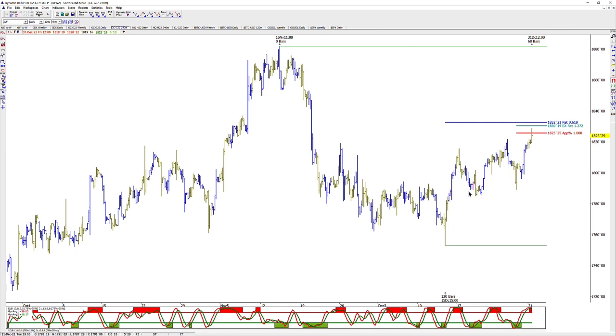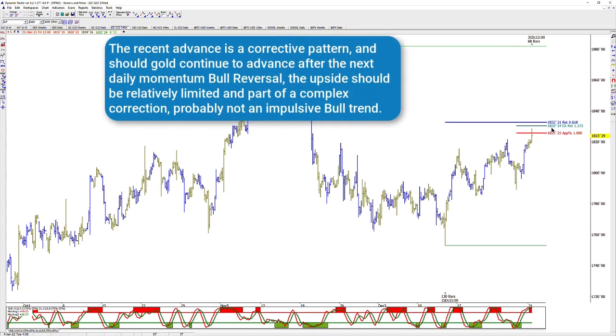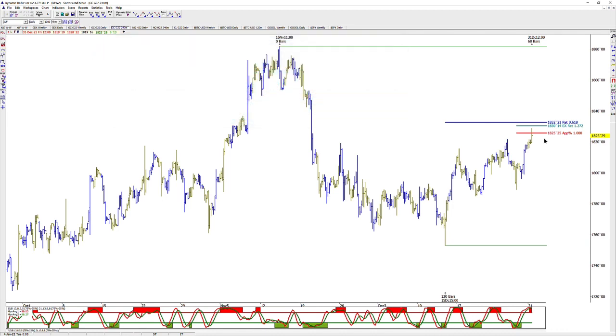The intraday shows real clearly this looks like a corrective pattern. So right short of the 62% retracement, this is the 100% alternate price projection of this last little advance, and it's the 127% external retracement of the last decline. So gold has reached potentially a fairly significant resistance price zone to complete a corrective advance.